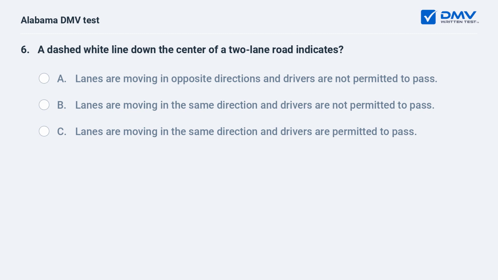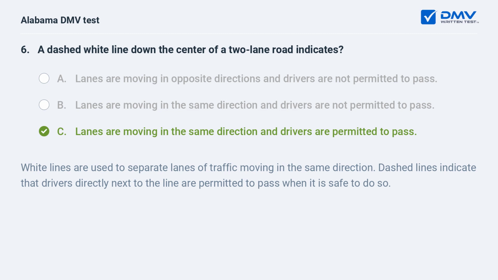A dashed white line down the center of a two-lane road indicates A. Lanes are moving in opposite directions and drivers are not permitted to pass. B. Lanes are moving in the same direction and drivers are not permitted to pass. C. Lanes are moving in the same direction and drivers are permitted to pass. C. Lanes are moving in the same direction and drivers are permitted to pass. White lines are used to separate lanes of traffic moving in the same direction. Dashed lines indicate that drivers directly next to the line are permitted to pass when it is safe to do so.